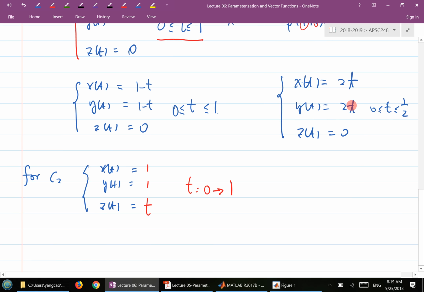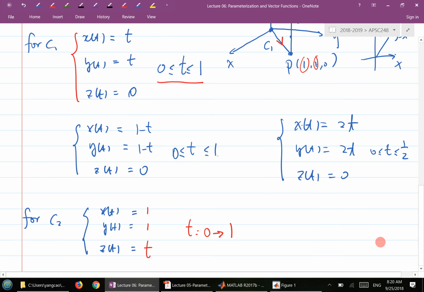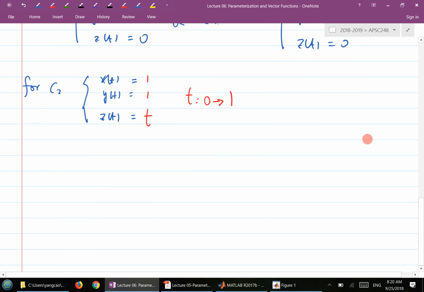A lot of students actually use 0, 0 here. That seems to be a minor difference or mistake at the beginning. But trust me, because next you're going to do integration using the line integral, and that will give you completely different results for the next few steps. So make sure that you get this right first. Okay, that's another example in terms of the parametric equation.